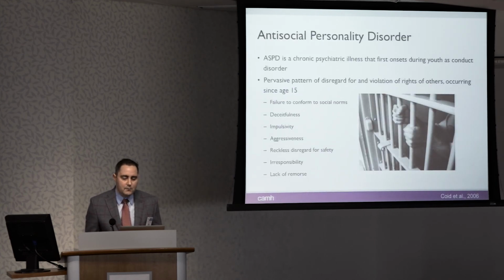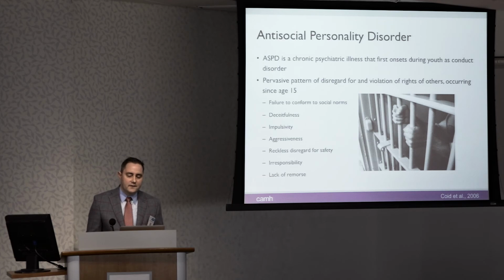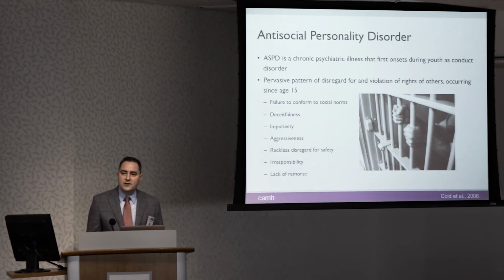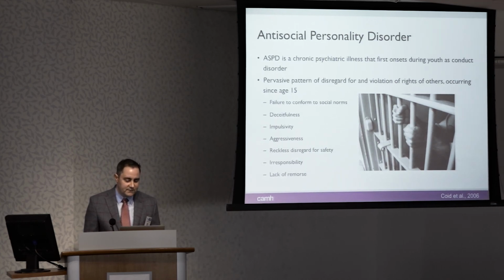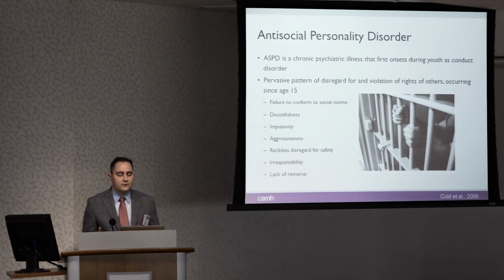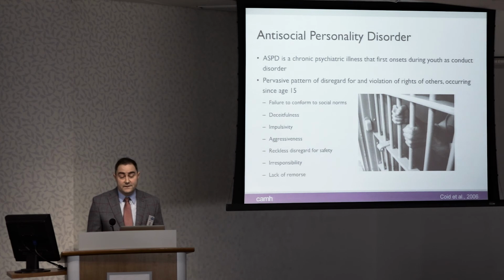As most of you know, ASPD is a chronic psychiatric condition that first onsets during youth as conduct disorder. There's a pervasive pattern of disregard for and the violation of rights of others occurring since age 15. And then they list the number of symptoms there that are found in the DSM. Importantly for all of our studies, we used the SCID-2, which was based on DSM-4.